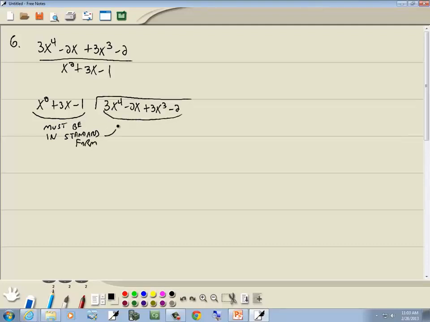Both of these must be in standard form. Standard form means you go from your largest power down to your smallest. So we'll have x squared plus 3x minus 1. And here our largest power is x to the fourth. The x to the third is next. So I'm going to have 3x to the third, then negative 2x, and then the minus 2. So that's in standard form.